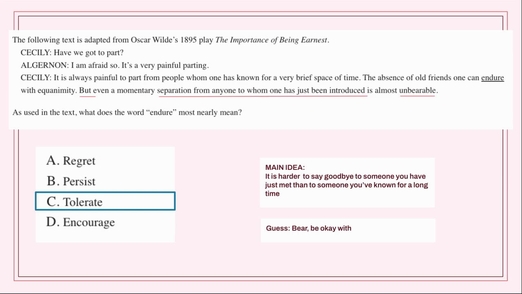And encourage, obviously anyone wants to encourage the absence of really good friends, right? You probably don't want them to go away. So encourage is not really a great word. We're just saying one can tolerate their absence. Obviously, you want them to be around, but you can still tolerate it if they're away. But when you just met someone and you have to part with them, it's really painful. So we're just saying you can bear the pain versus you can't endure the pain. So that's why tolerate is going to be the best answer.